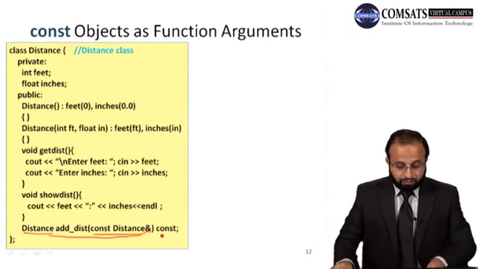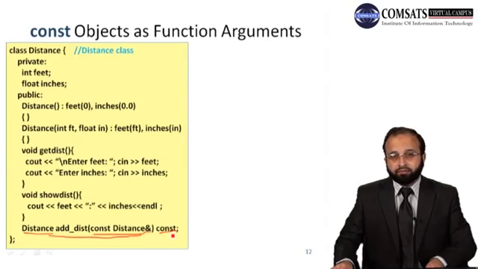And we have the const keyword over here. This means that the add distance function is a constant function, right? This means that it is not possible for the add distance to change the value of the object that called the add distance function.